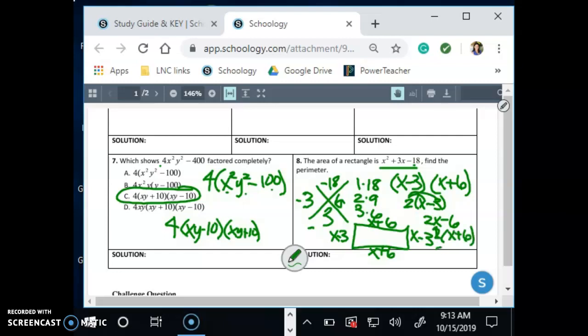So 2 times x is 2x. 2 times 6 is 12. Alright, so now I'm going to add these two expressions up, because I've taken this side, this side, this side, this side, and I'm adding them. So if I have 2x here and 2x here, that gives me 4x. And if I have negative 6 here and a positive 12 here, those are going to combine to give me a positive 6. So that would be your perimeter for that rectangle.